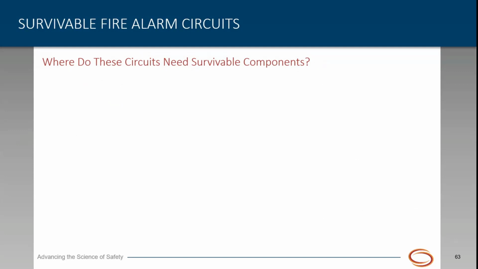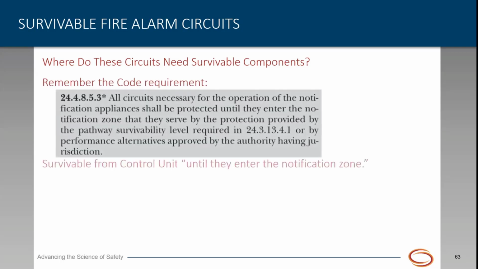Now, the second question we needed to answer: where do these circuits need survivable components? And remember the code requirement from NFPA 72, Chapter 24. It says survivable from the FACU until they enter the notification zone. Now, there's a little room for question here. How far into the notification zone? What if it passes in and out of 2-hour enclosures between the 2 points? Must you go to the first device, to a terminal cabinet, to a J-box, another control unit?